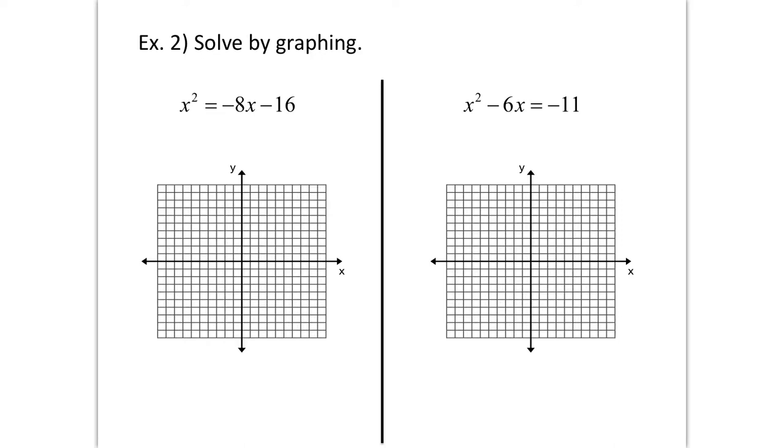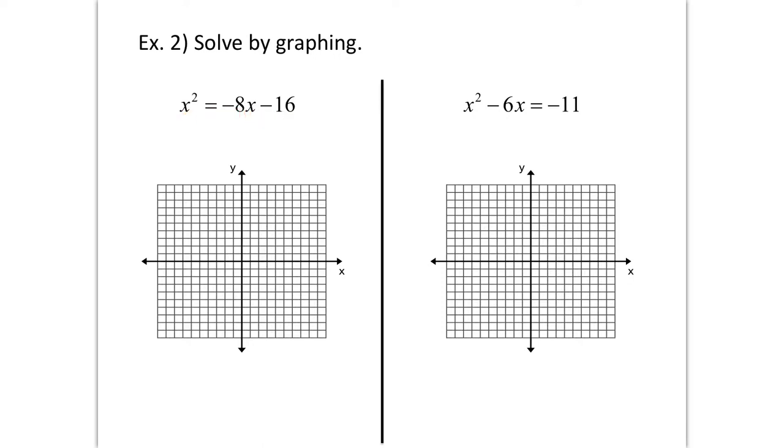You're not going to make a very good, very perfect parabola, but you guys will make an overall overview parabola, and that's going to help you guys find the x-intercepts. So the first equation, we have x squared equals -8x minus 16.